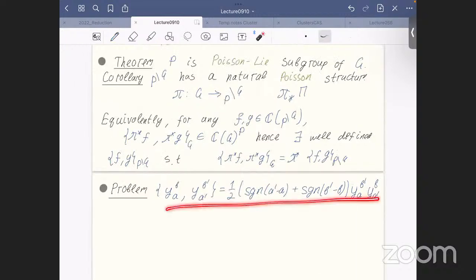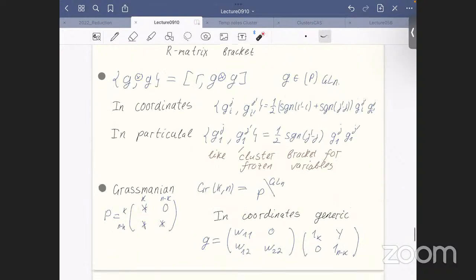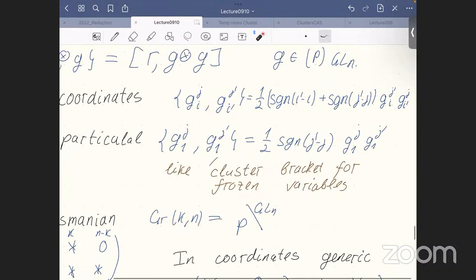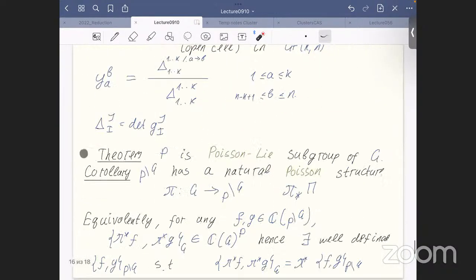And I want to stress that this formula is actually the same as we have here. But actually, you can think about this formula as a formula which defines a Poisson bracket on the space of matrices, not necessarily square. There is no need that i and j run over the same set of indices. It can be a rectangular matrix, it can be anything. So this is actually a formula for a Poisson bracket on matrices.